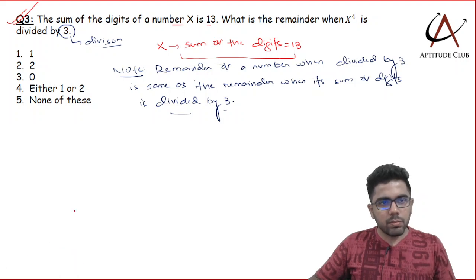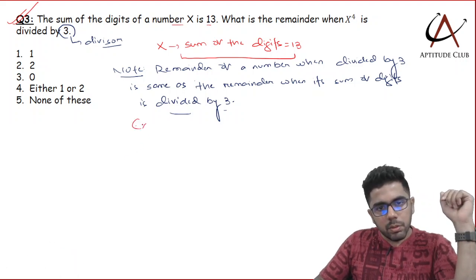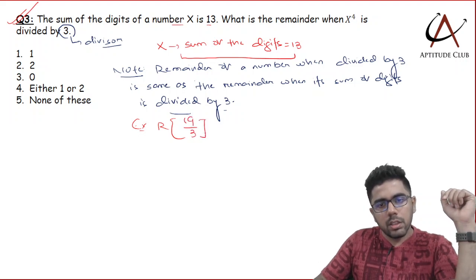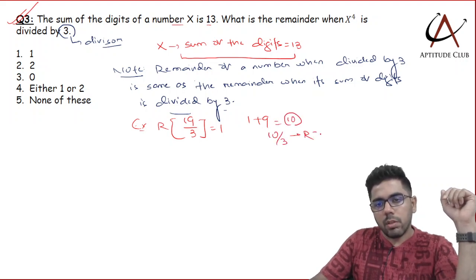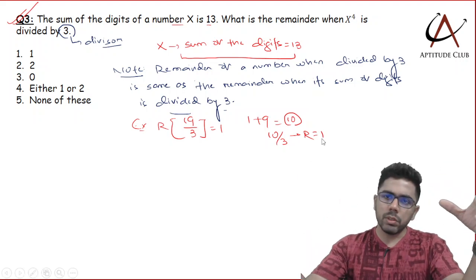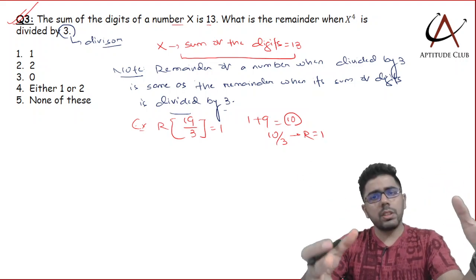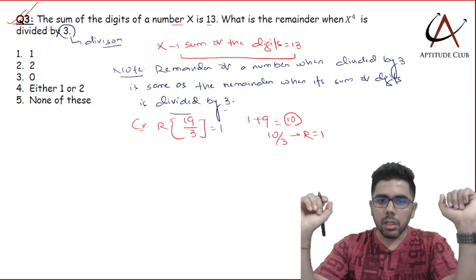कोई भी number check करो. For an example, I'll take remainder of 19 divided by 3. The remainder is 1, and तुम sum of digits 1 plus 9 ले रहो 10, and when 10 is divided by 3 the remainder is again 1. कोई भी number को 3 से divide करने में जो remainder आएगा उसका sum of digits को भी 3 में divide करने से same remainder आएगा.